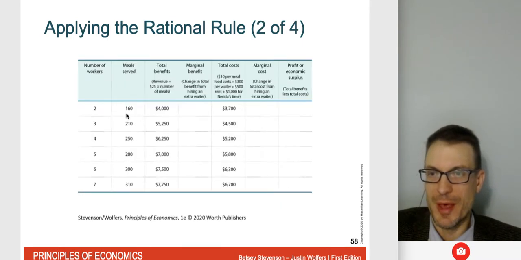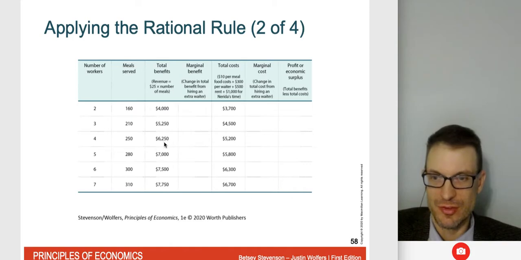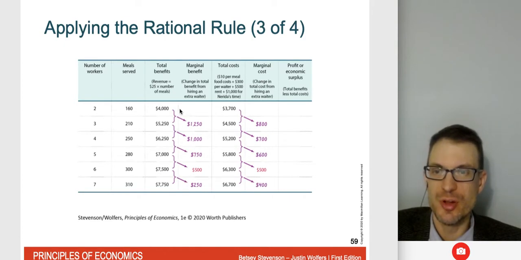All right, so the total benefit. This is just 25 times 60, 25 times 210. Okay. 25 times 250 gives us 6,250. 25 times 280 is 7,000. 25 times 300 is 7,500.